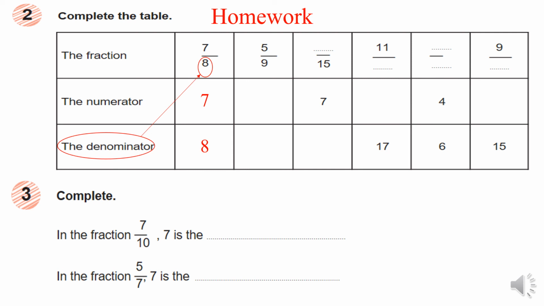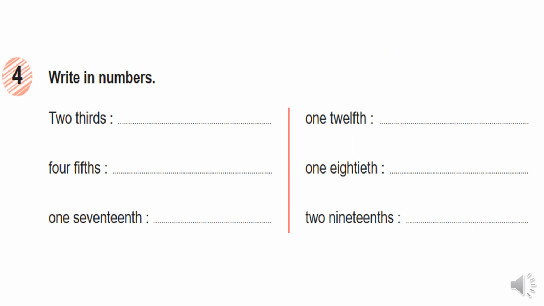7 is the numerator or the denominator? In the fraction 5 over 7, 7 is the numerator or the denominator? In exercise number 4, you have to write in numbers. For example, two thirds is the same as 2 over 3.